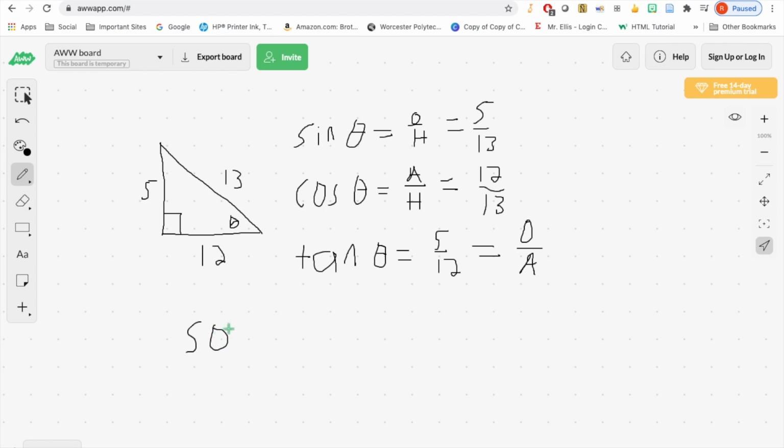SOHCAHTOA. Spelled just like this. So the S, the C, and the T are going to stand for sine, cosine, tangent. And from there you can see sine goes with O and H, opposite over hypotenuse. Cosine with A and H, adjacent over hypotenuse. And the last aspect of this, TOA, T goes with O and A for opposite over adjacent.